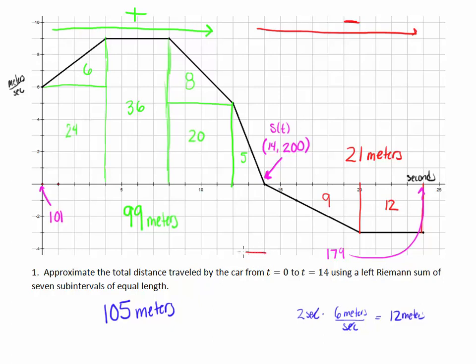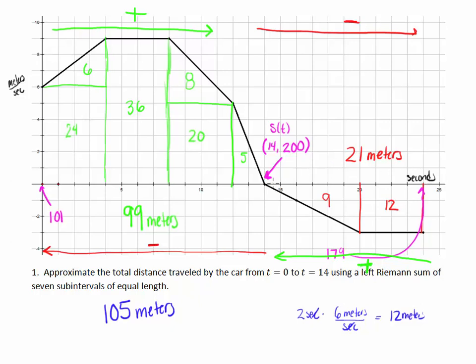So what this tells us is if we work in this direction, values above the axis count as negative values, and values below the axis, if I'm working in that direction, count as positive values. And we could see that too. If we had started at 24, we are definitely at a position of 179. Where are we at time equals 14? Well, I know I lost 21 meters to go from 14 to 24.